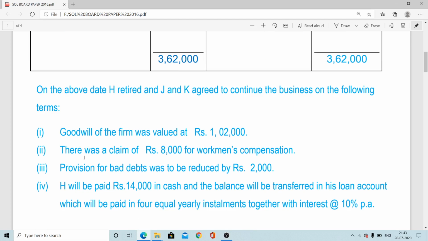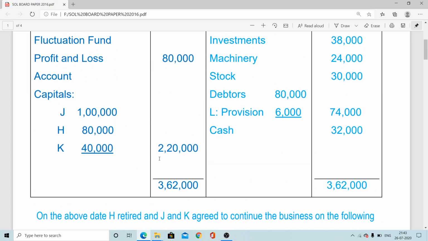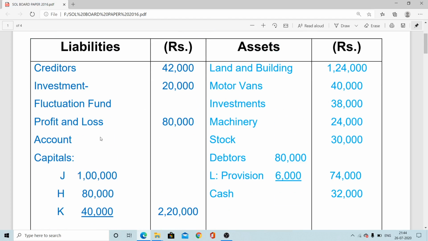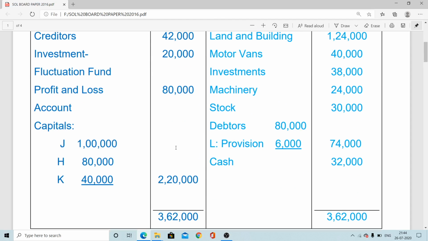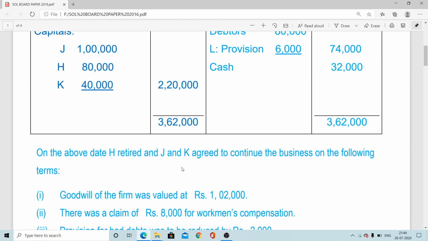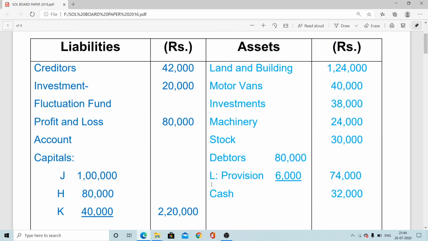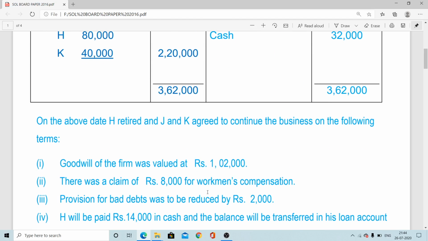Second adjustment: there was a claim of rupees 8,000 for workman compensation. In a running business in a partnership firm, no such type of reserve is maintained for workman compensation. If a worker's accident occurs, at that time they can claim, but for that purpose no reserve is maintained. We cannot see any workman compensation fund here. So how do we deal with this type of adjustment?